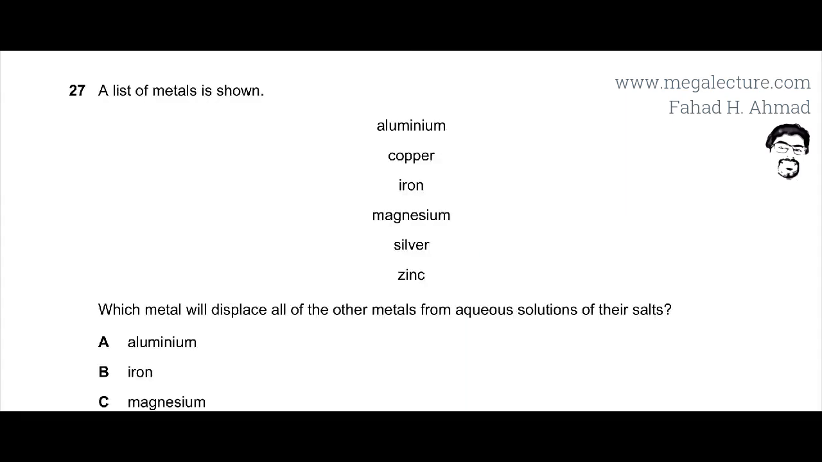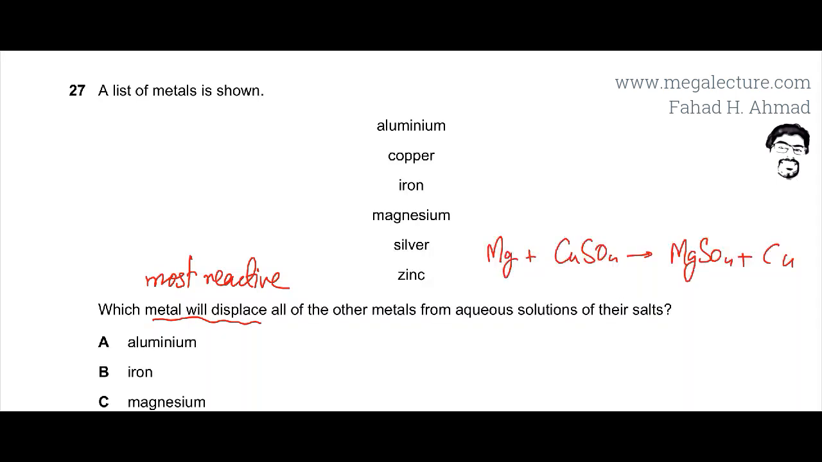The following question reads that a list of metals is shown. So these are the metals that are provided, and the question now is which metal will displace all of the other metals from the aqueous solutions of their salts. Now, which metal will displace? The most reactive one. The most reactive metal is going to displace all the other metals from their solutions. For example, if you take Mg and you mix it in copper sulfate solution, Mg being more reactive is going to kick out copper, and it would form MgSO4 and copper would be displaced.